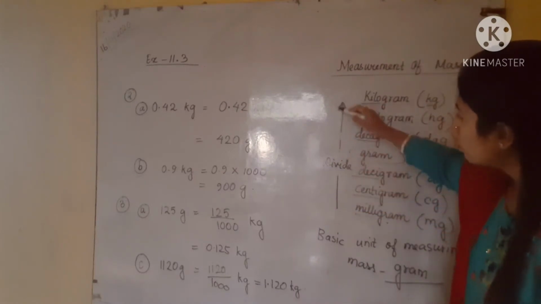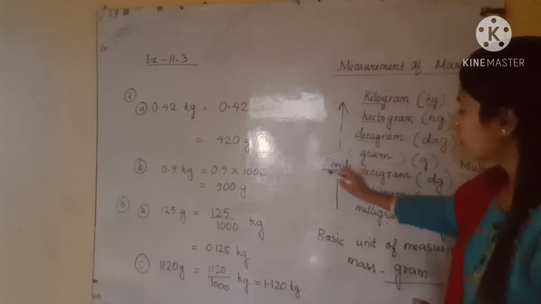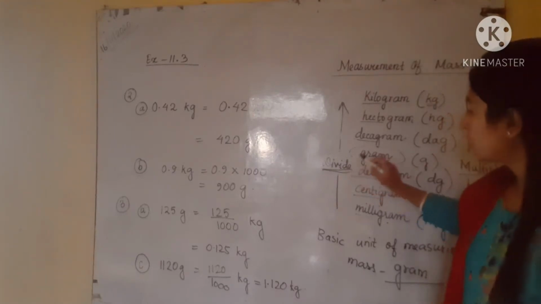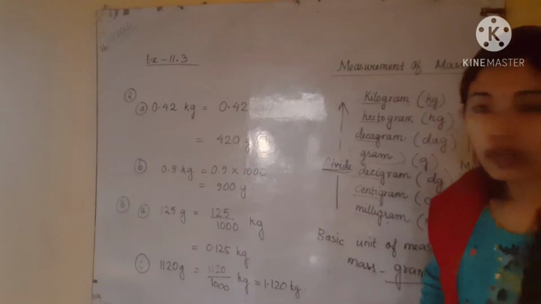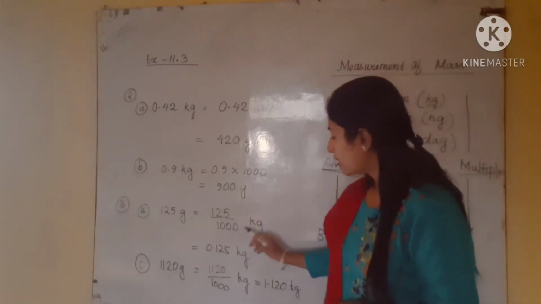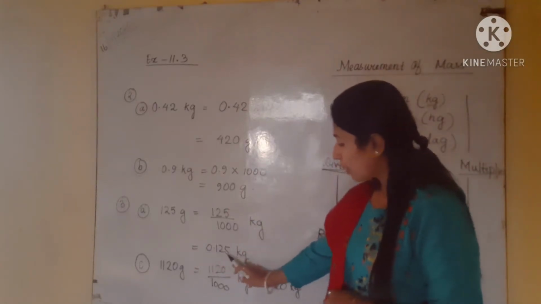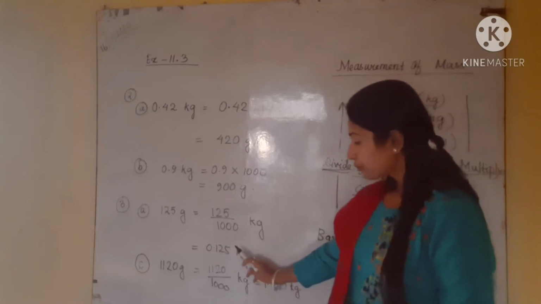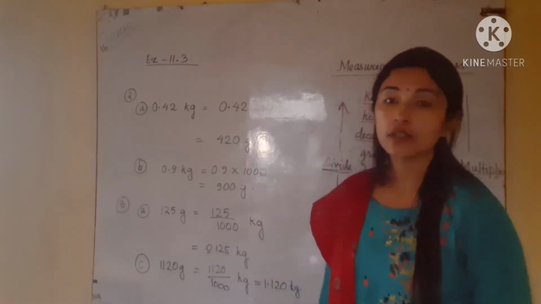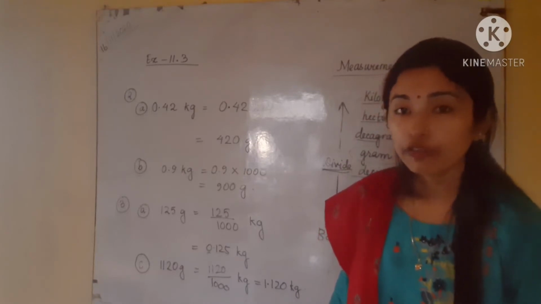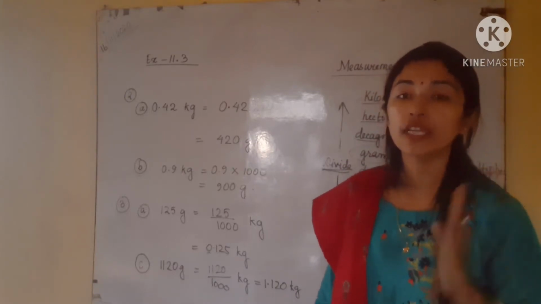What do we have to do when we are going up? That means we have to divide, and divide by the same number because we are going 3 steps up, that means we have to divide by 1000. If we divide by 1000, we get 0.125 kg. The whole part is 0, that means the weight of the candle is less than 1 kg.